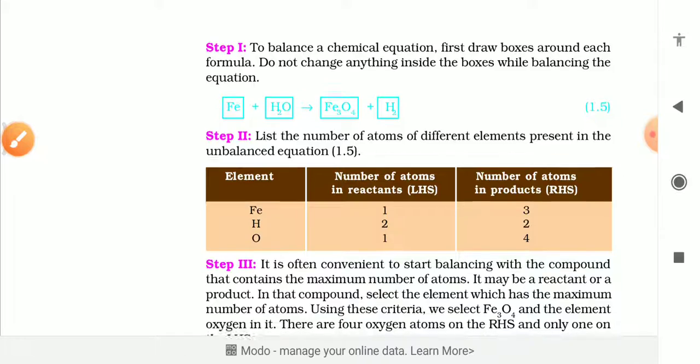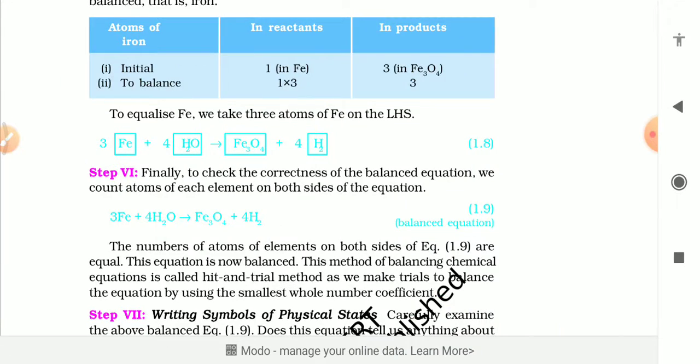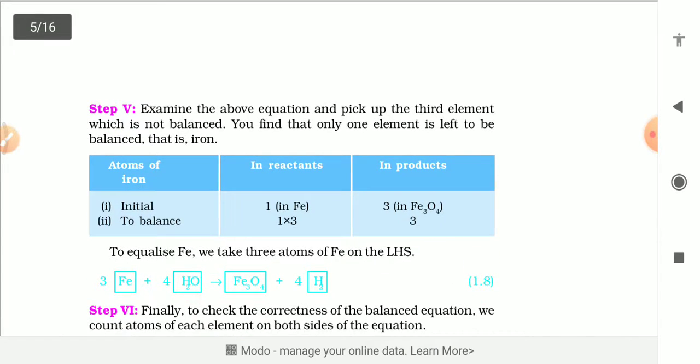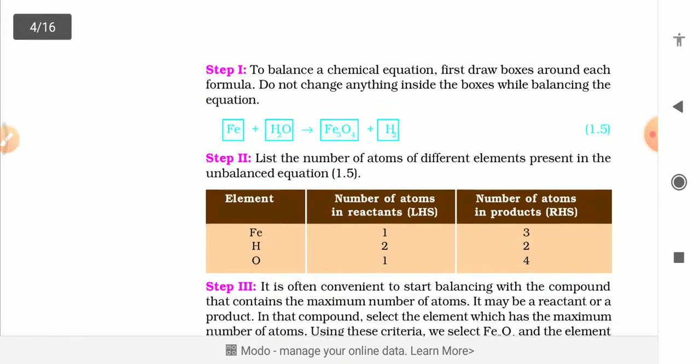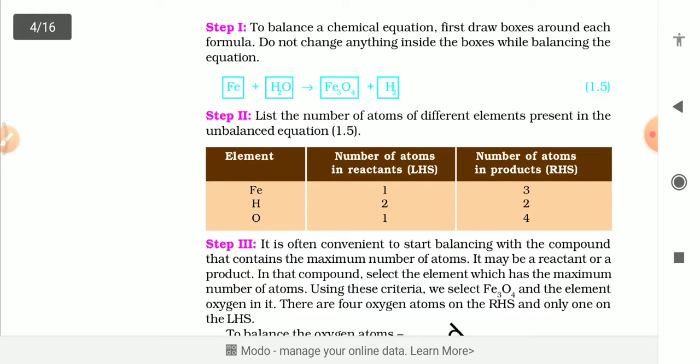Now next, in the second step, list the number of atoms of the different elements present in the unbalanced equation. The upper one is the unbalanced equation, and another name for this unbalanced equation is the skeletal chemical equation. Now we have to balance it, no?